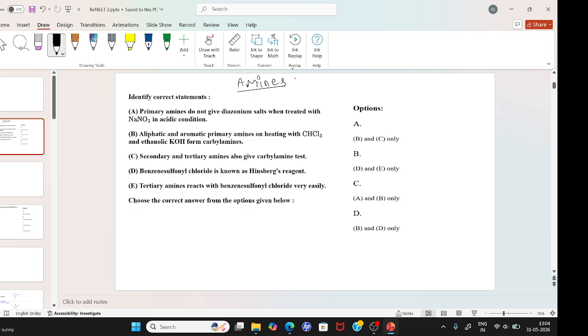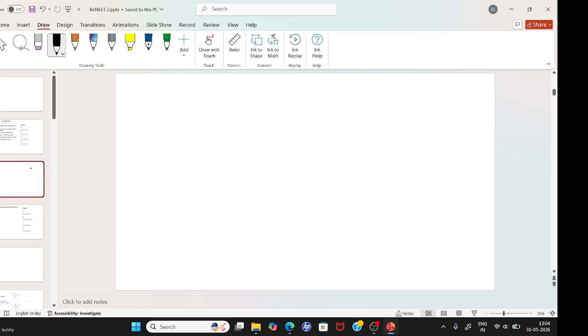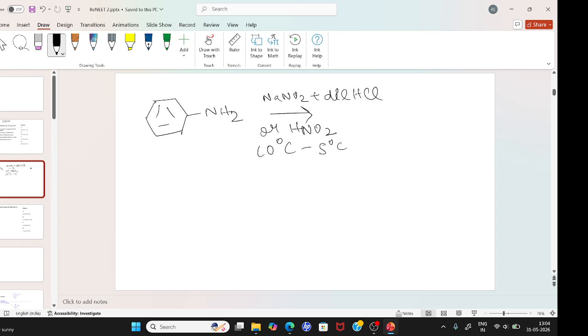Fine. So the question says identify the correct statements. First statement: primary amines do not give diazonium salts when treated with sodium nitrite in acidic condition. Let's go through the statements one by one. If this is a primary amine, you all know that in the diazotization reaction, we have an amine, and either it is sodium nitrite with dilute HCl, or it's simply written as HNO2, under 0 degree Celsius to 5 degree Celsius temperature range, you get a diazonium salt.